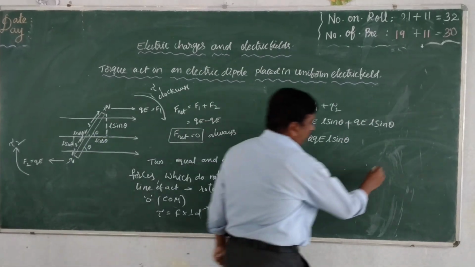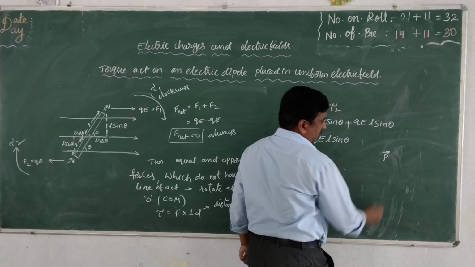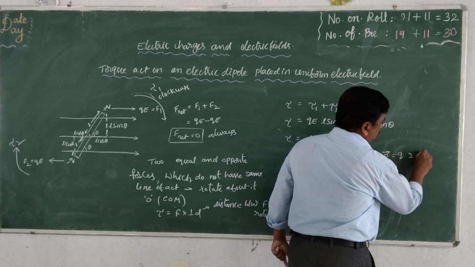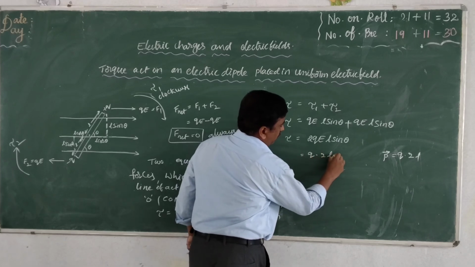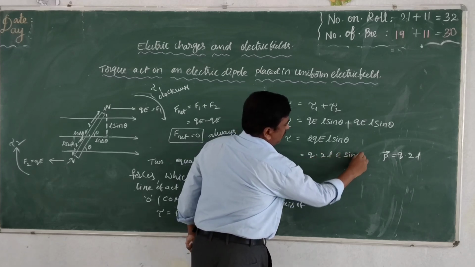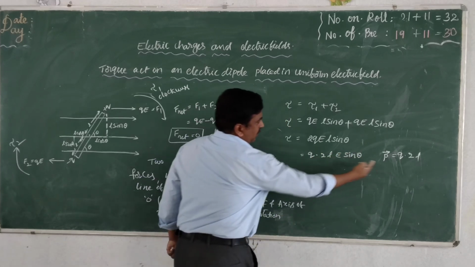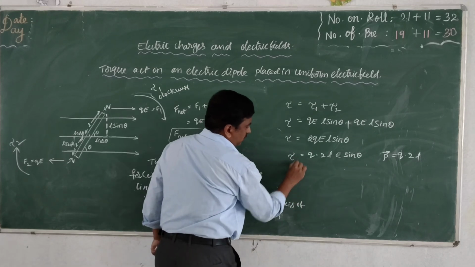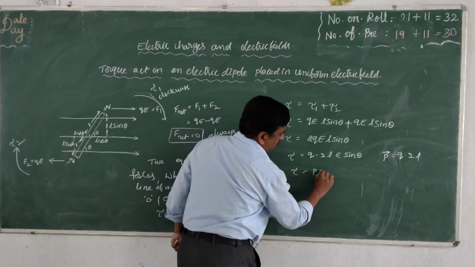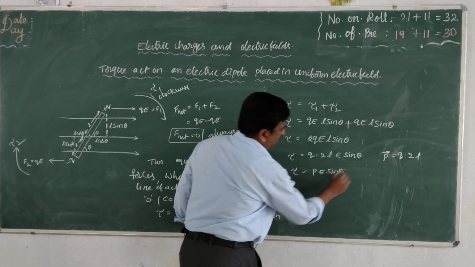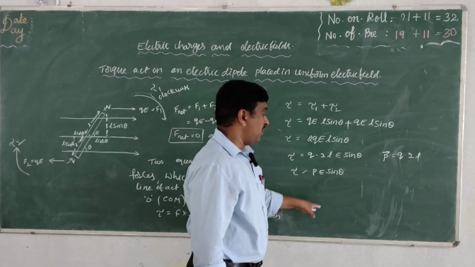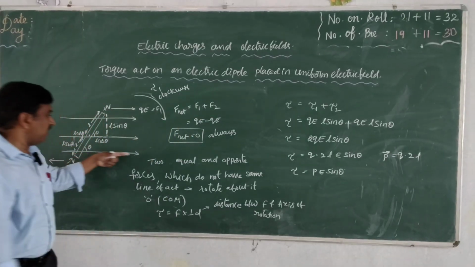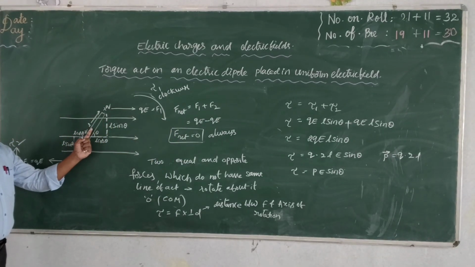Now we know the electric dipole moment from before: Q into 2L. So we can write it as Q into 2L into E sin theta. Q into 2L is the electric dipole moment, so tau equals PE sin theta. Here P means electric dipole moment, E means electric field, and theta means the angle between the electric field and the electric dipole moment.